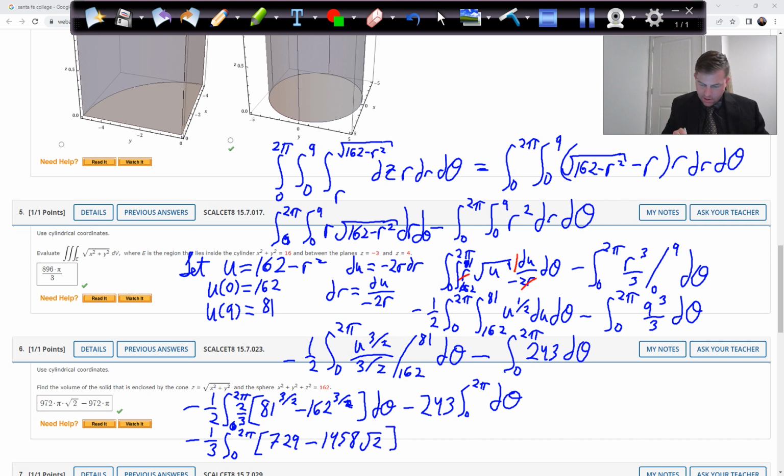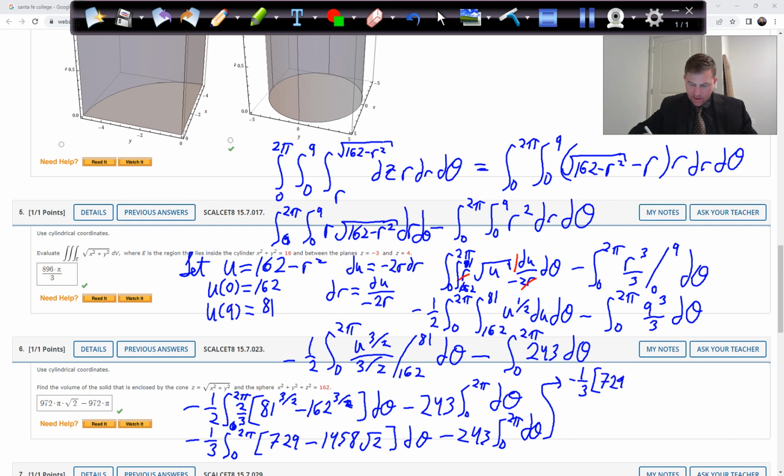And then we can have dθ minus 243, 0 to 2π dθ. So we're going to get minus 1/3, 729 times 2π. I'm skipping one step here in that these are just constants. So the antiderivative is just going to put a theta in front of each. The theta is really just 2π, because with 2π and 0, the 2π will stick around and the 0 will go away. So it's really minus 1458 root 2 times another 2π.